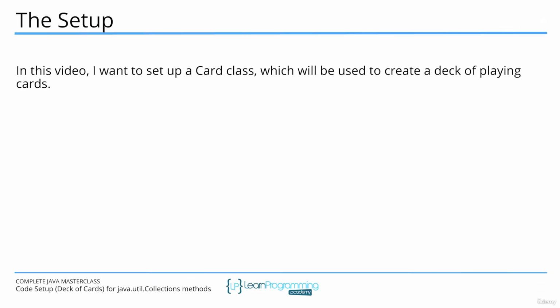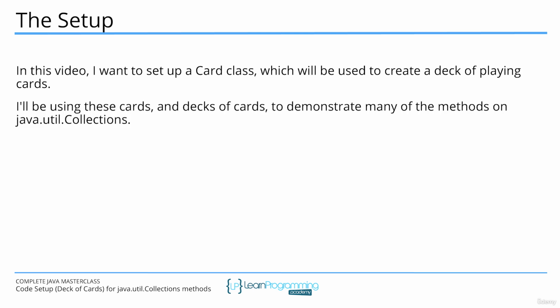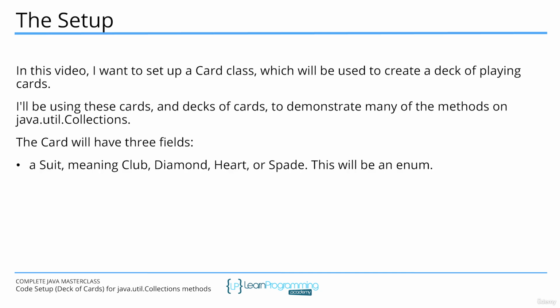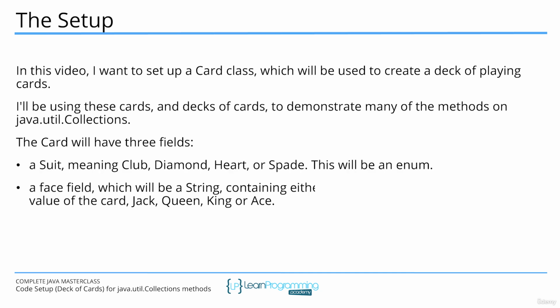In this video, I want to set up a card class which will be used to create a deck of playing cards. I'll be using these cards and decks of cards to demonstrate many of the methods on java.util.Collections. The card will have 3 fields: a suit, meaning club, diamond, heart, or spade. This will be an enum, a face field, which will be a string containing either the number of the card or the face value of the card, jack, queen, king, or ace.